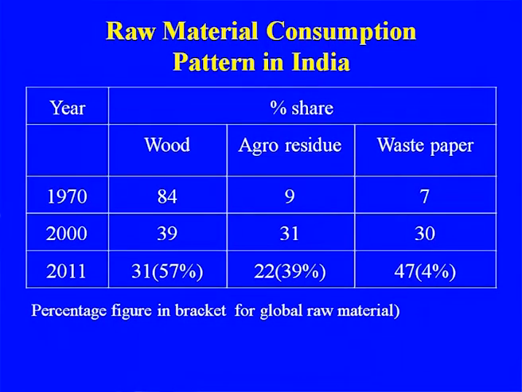This is the raw material consumption; you see a lot of changes have taken place from 1970 to 2011: wood 84, 39, 31, and then the global figure 57; agro residue 9, 31, 22, because there was a problem. At the initial stage a number of small paper mills came, and they were utilizing agro-based raw material, and their problem was in the recovery of chemicals from agro base. The concept of small units, like small fertilizer plants and mini cement plants, came during the 70s just to promote industrialization. The same thing happened in the paper industry also.